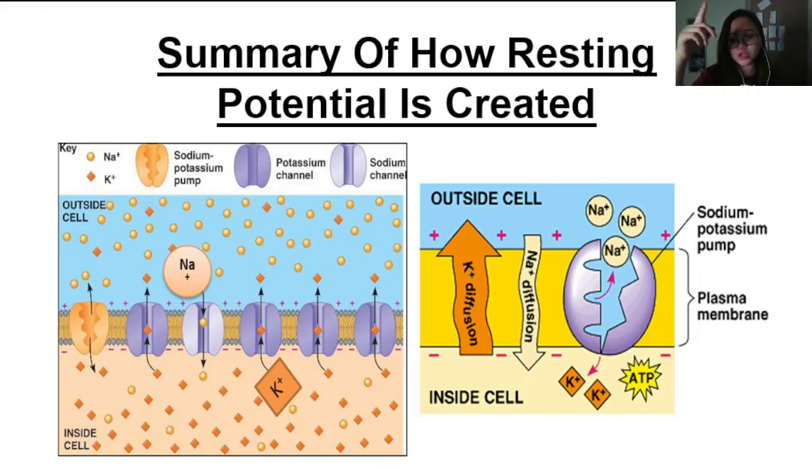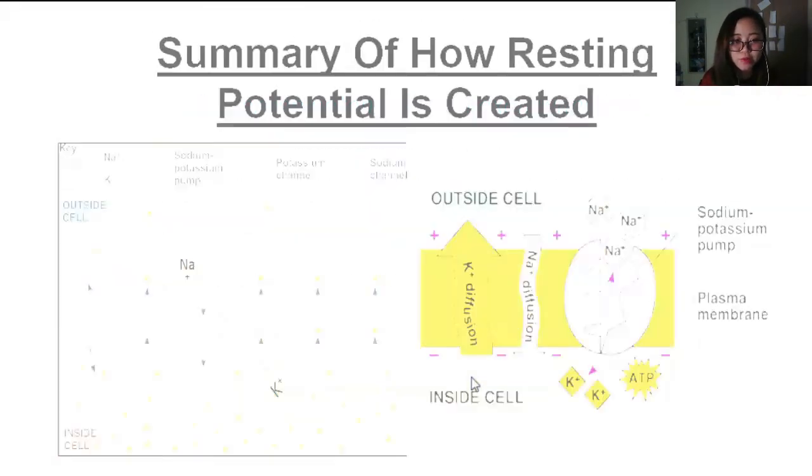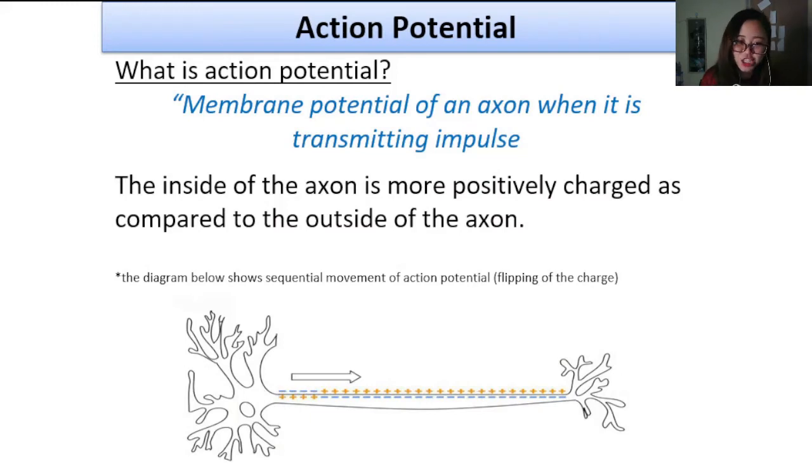So, K pun keluar, Na plus pun keluar. Ini menyebabkan kita punya membrane dapat reading yang negative. And that's how we get negative 70 millivolts resting potential. Okay, so that's it for resting potential. Let's have a look at action potential.